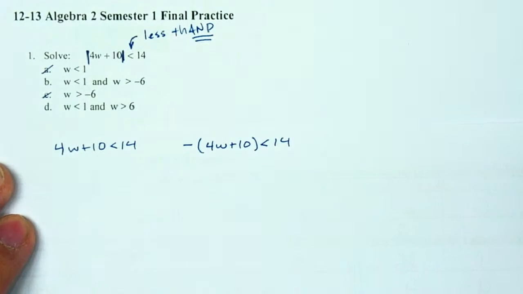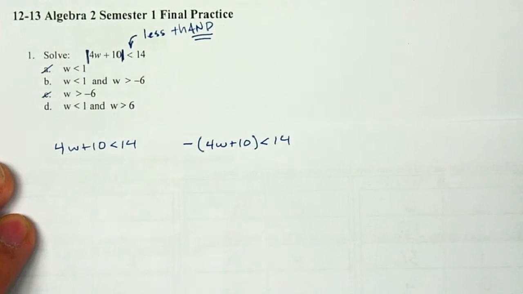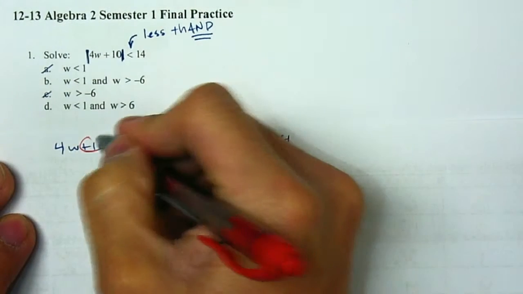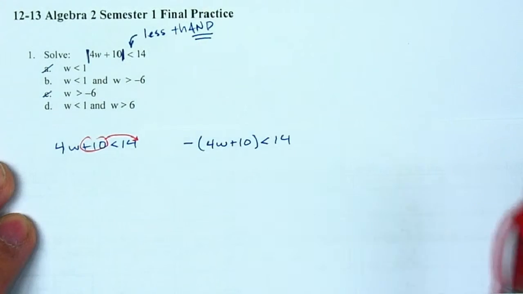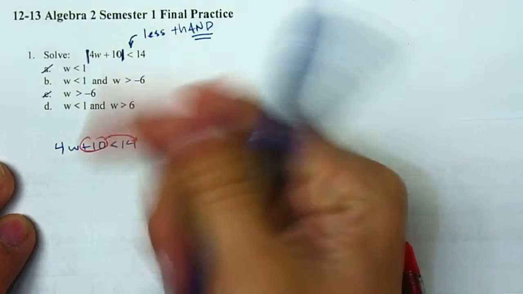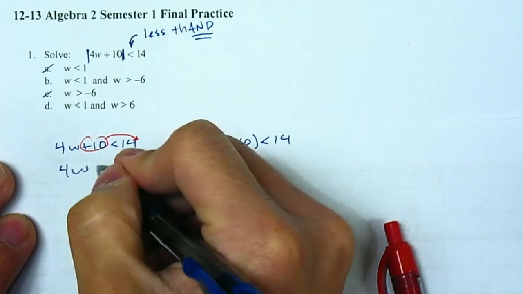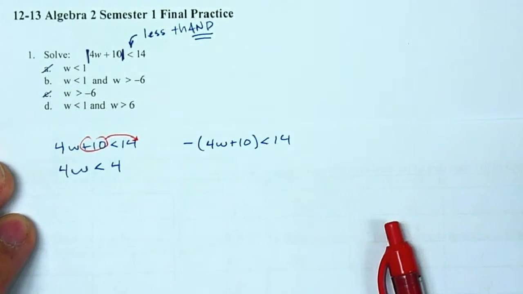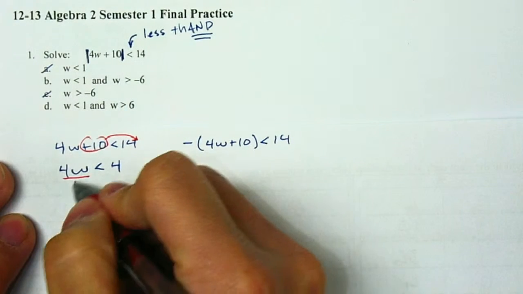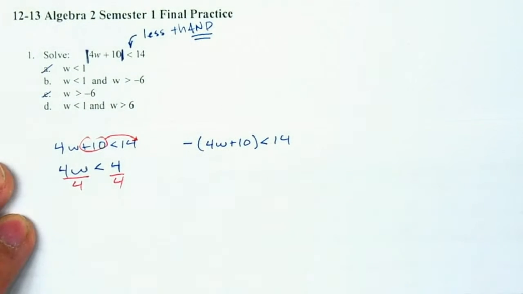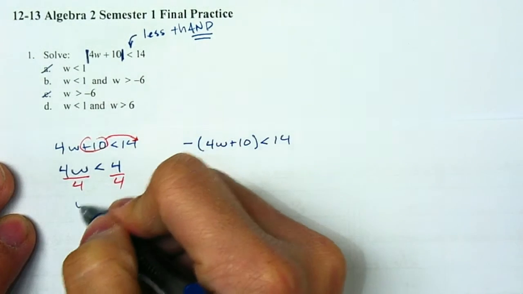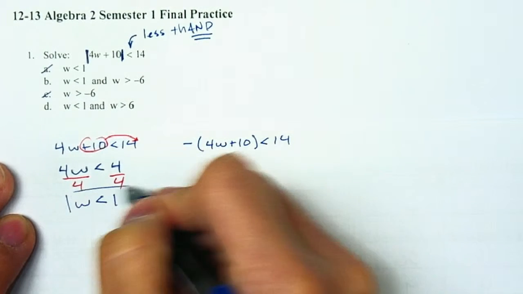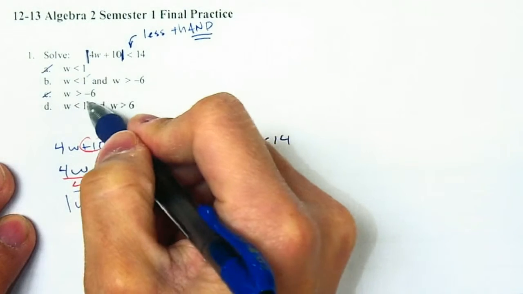So the first thing I'm going to do is move the 10 over. It becomes a minus 10. And I get 4w is less than 4. And then to get w by itself on this first one, we divide by 4. And I have w is less than 1. Okay, well that has that, and so does D.